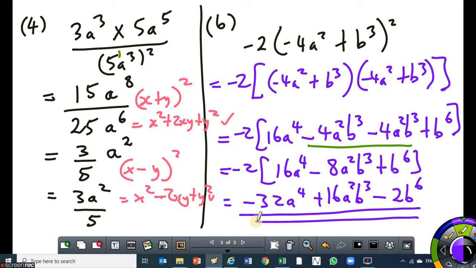No, it's negative 2b. It's negative 2b. You see this b here? Multiplied by negative 2 gives you minus 2b.